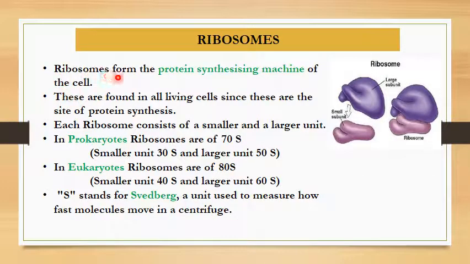Ribosomes. Ribosomes form the protein synthesizing machine of the cell. These are found in all living cells since these are the site of protein synthesis. Each ribosome consists of a smaller and a larger unit. In prokaryotes, ribosomes are of 70S, smaller unit 30S and larger unit 50S. In eukaryotes, ribosomes are of 80S, smaller unit 40S and larger unit 60S. Here, S stands for Svedberg, a unit used to measure how fast molecules move in a centrifuge.